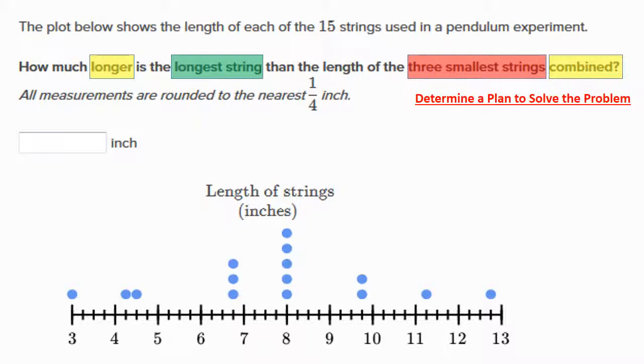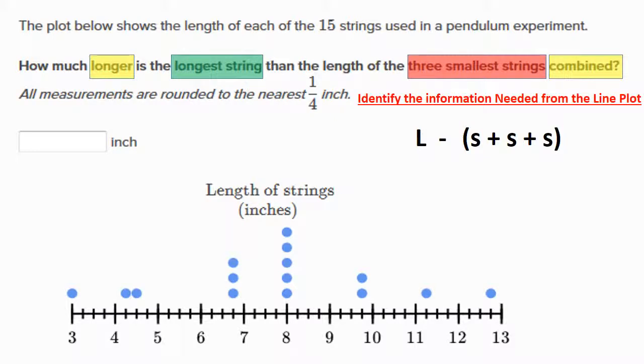Now we can determine a plan to solve. We can tell by the problem that we have to have the longest string, and it wants to know how much longer it is than the 3 combined, so we know we're going to have to subtract to find how much longer it is. We're going to have to combine the 3 smallest strings to find out what the difference is.